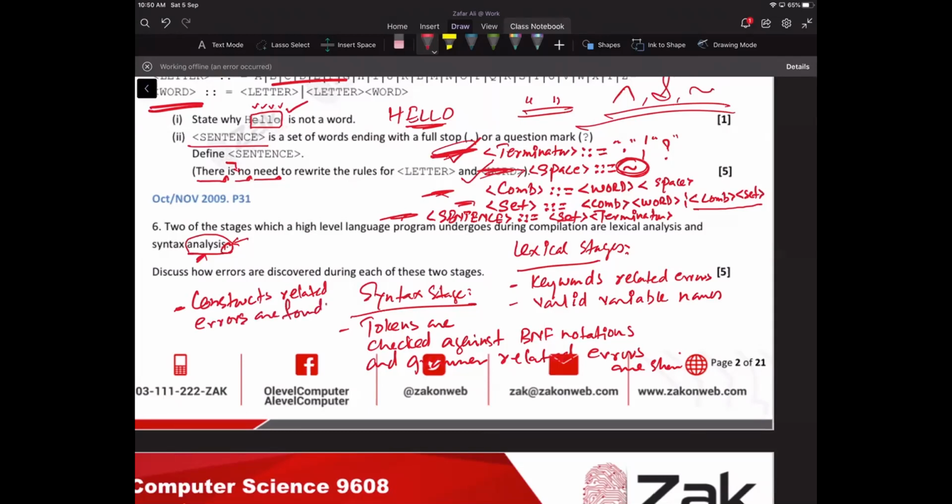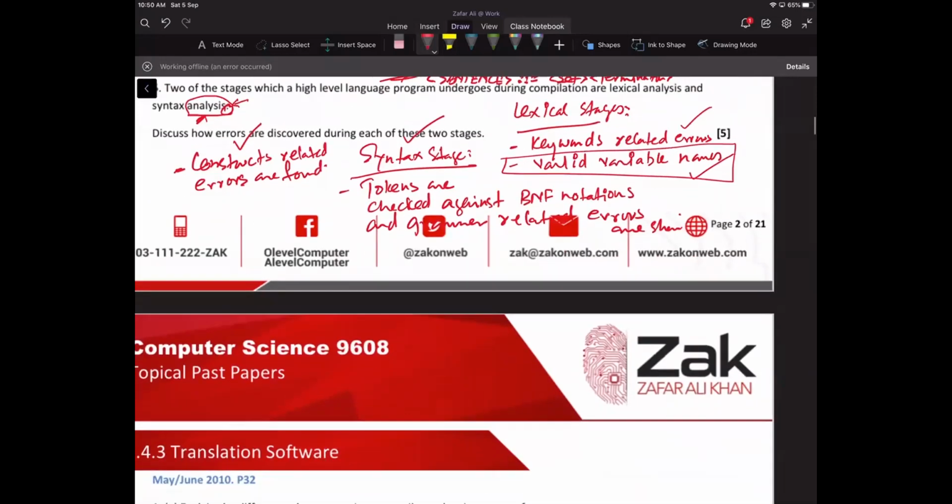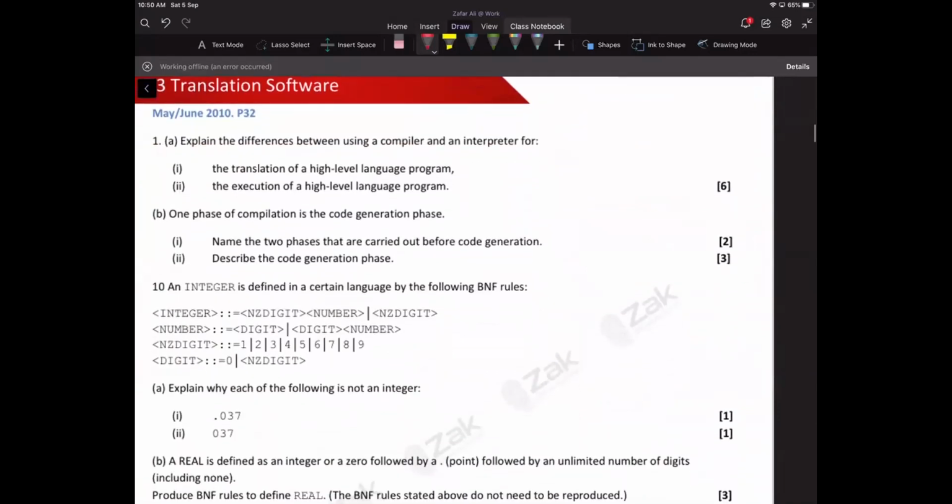So if it is a spelling mistake, it is syntax error. If there is no end if for if, then it is construct related error. A keyword is wrongly used, then it is in lexical stage error. Variable names are not properly made, then it is lexical stage, and sometimes it is found at code generation stage as well. All right, so there would be the flexibility.